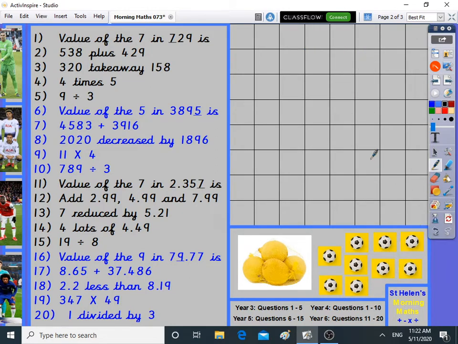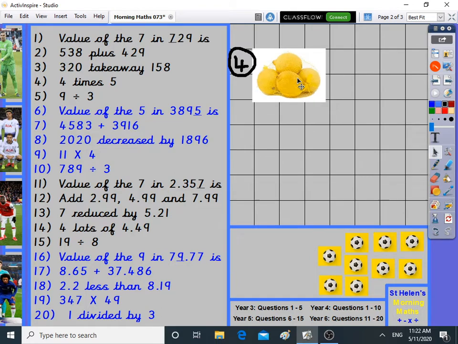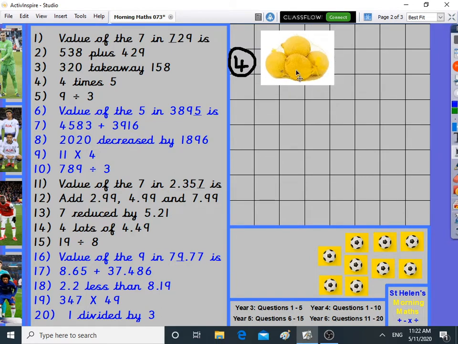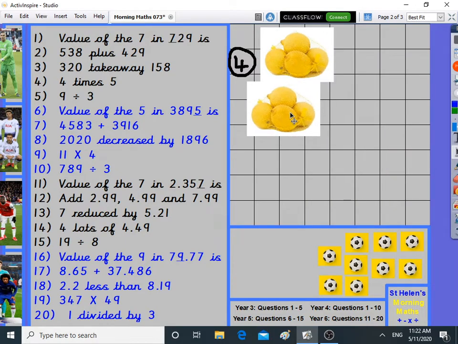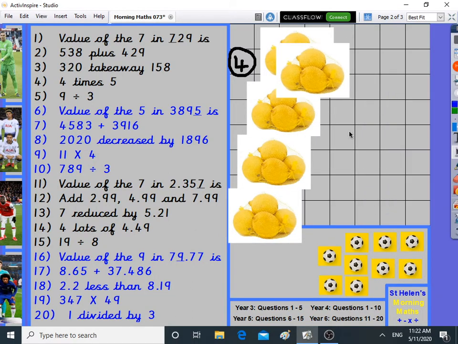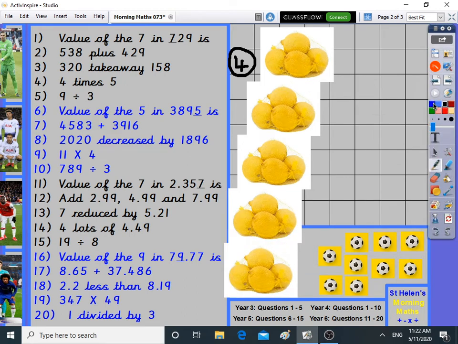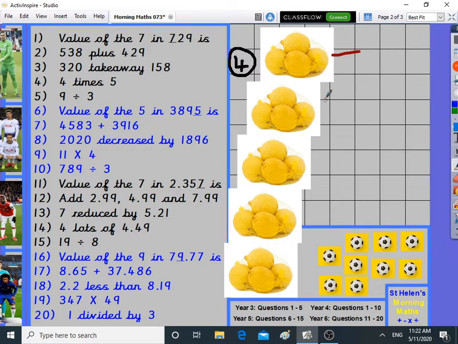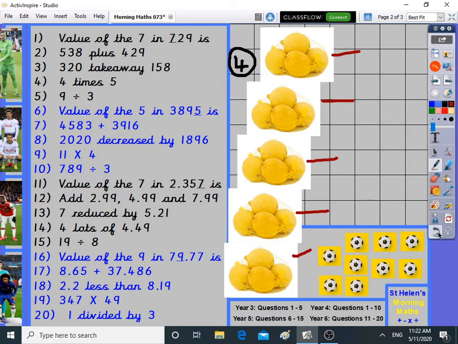Let's go on to question 4. 4 times 5. I'm going to do this with these lemons down here. There are 4 lemons in a packet. 1, 2, 3, 4. You can see 4. 4 times 5 would be if you had this packet of lemons, but you had it 5 times. So you had 2, 3, 4, 5 packets. That's what times is. 5 lots of the 4 lemons.